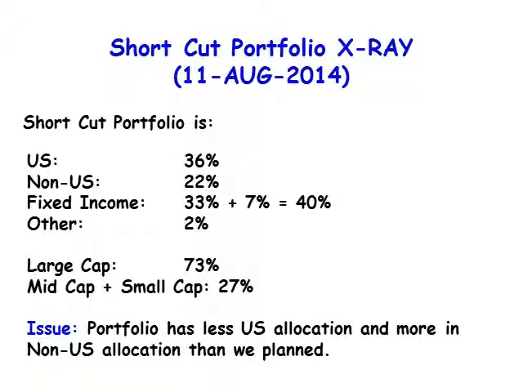Let's continue. So this fund portfolio has less in US allocation and more in non-US allocation than we had planned. So it's not the portfolio we planned, but we'll do it. This is a shortcut portfolio.